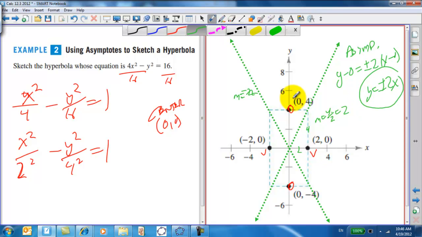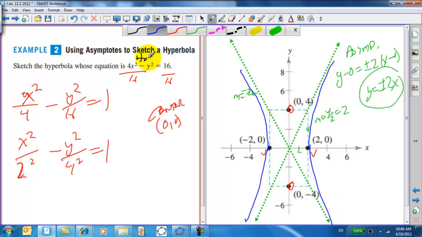Now sketching the rest of the hyperbola, we can just go like this. From the vertices, get closer and closer to those asymptotes. Don't cross them though. Keep getting closer and closer. And this is what we call a horizontal hyperbola, because the x squared comes first in the subtraction, and the axis of symmetry is horizontal.